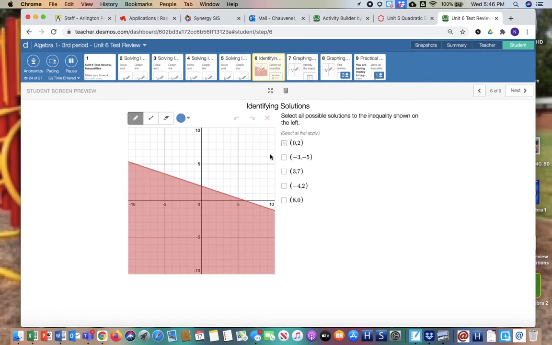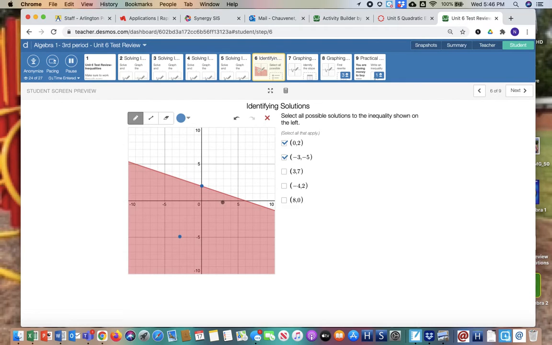So here we go, (0, 2). Where is that point? (0, 2). That is right on the line. Since that's a solid line, that is a solution. (-3, -5). So left 3, down 5. That definitely is a solution. It is in the shaded region.